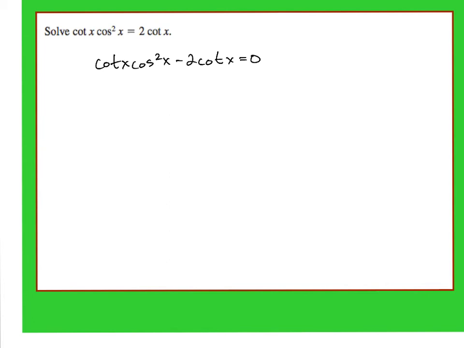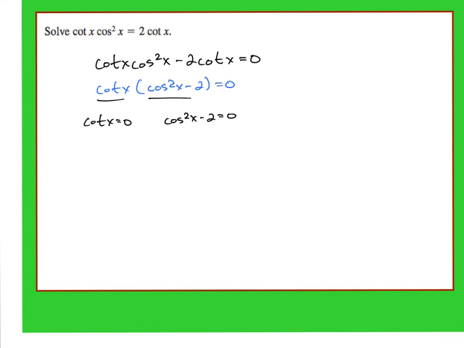Now what could we do? Factor out a cotangent. Good. So if we factor out a cotangent, what are we left with? Cotangent x times cosine squared x minus 2. Now, just like you did in Algebra 1, you set each one of these equal to 0. The zero product property tells us to do that. So now I have cotangent x is equal to 0, and cosine squared x minus 2 is equal to 0.